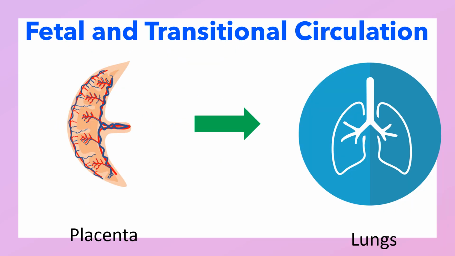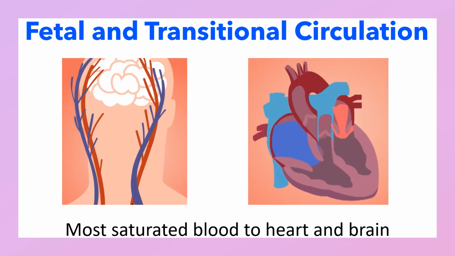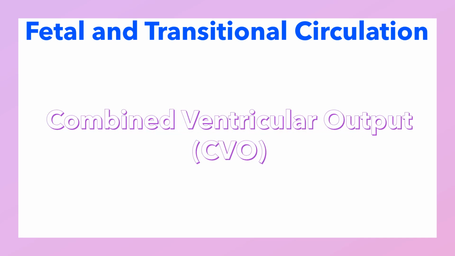Fetal circulation is different from adult circulation. Changes occurring soon after birth constitute transitional circulation. Respiratory gas exchange in the fetus occurs in the placenta rather than the lungs. The fetal cardiovascular system is designed so that the most saturated blood reaches the heart and the brain. Fetal circulation can be called a shunt-dependent circulation because there are intracardiac and extracardiac shunts. Cardiac output in the fetus is called combined ventricular output.